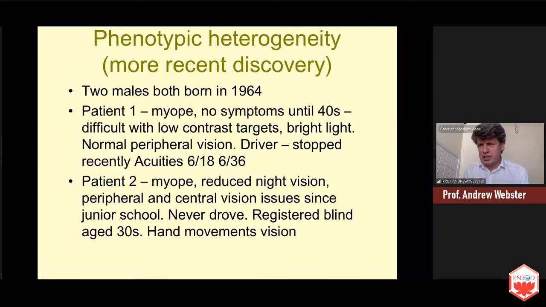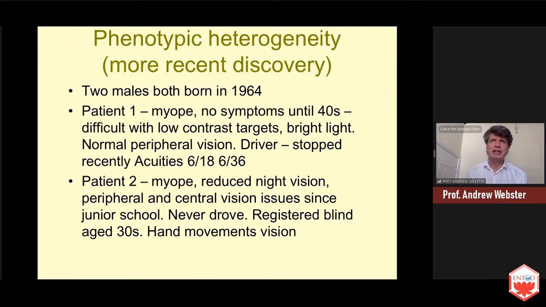This is a more recent, interesting difference. This is another gene that I see commonly in my practice. So these are common genes so far. So these are two men that I see in clinic, and they're born in the same year, but they've had very different stories. So the first case, he's myopic, worn spectacles since a boy, but had completely normal vision from his point of view until his 40s. And then he presented to us in his mid-40s.